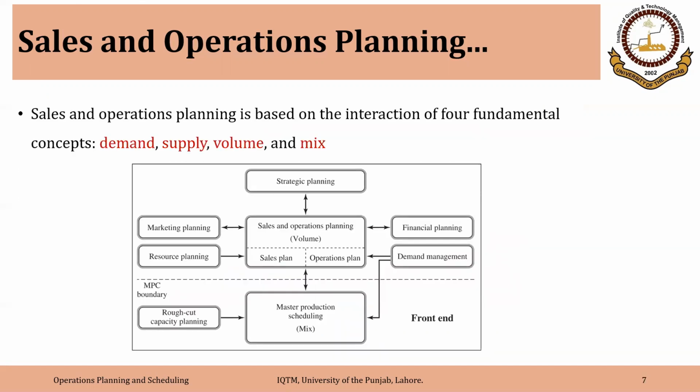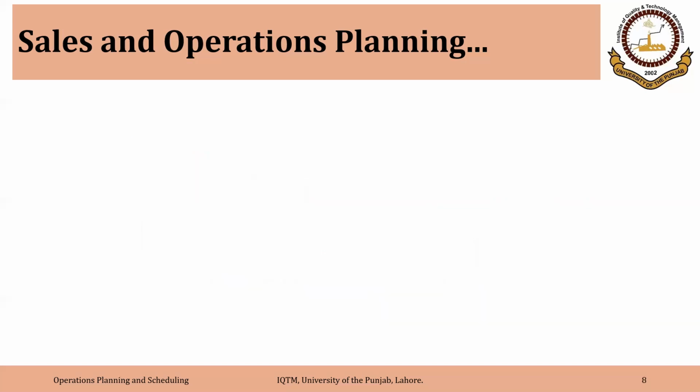So sales and operations planning is based on the interaction of 4 fundamental concepts: demand, supply, volume, and mix. The main decision in S&OP process is made regarding the volume of different products within a product family that have to be produced during future periods, typically during next month. And then that volume is broken down into mix of different specific individual products within that family. So we will further explain this concept in the following slides.